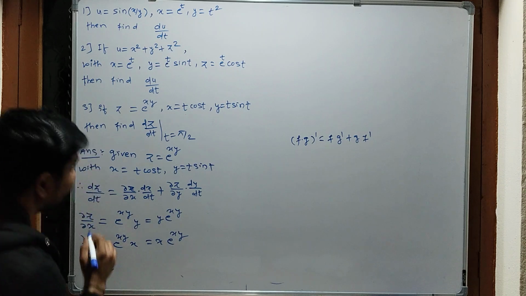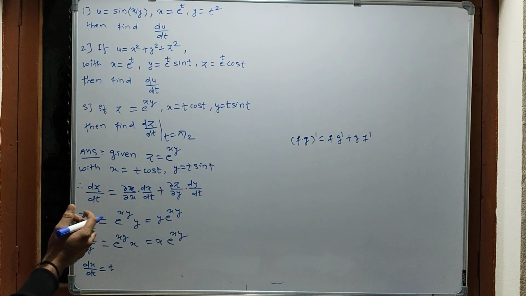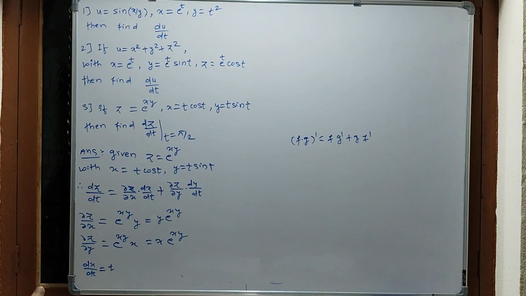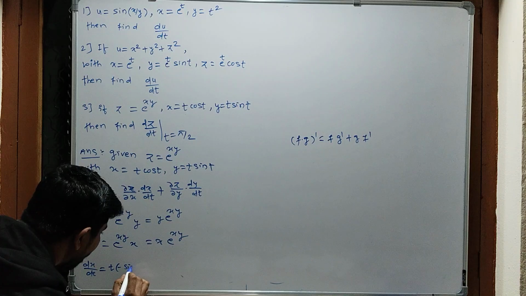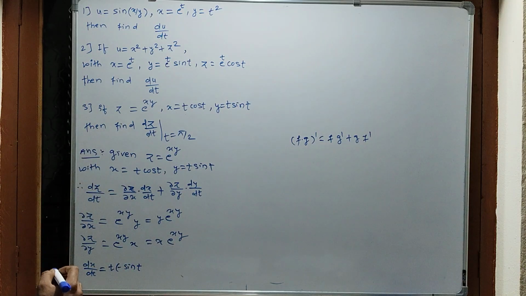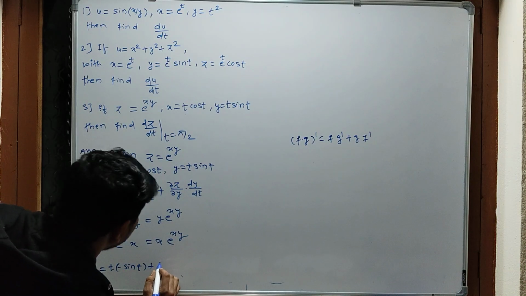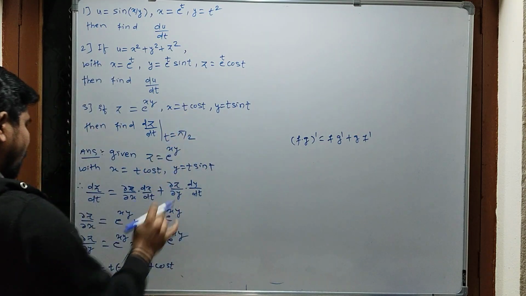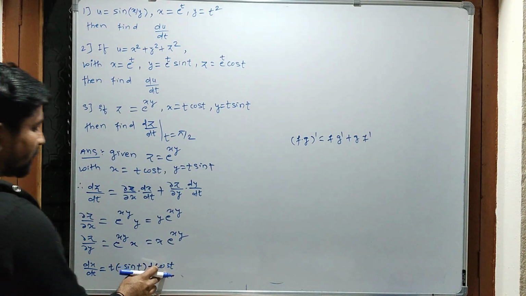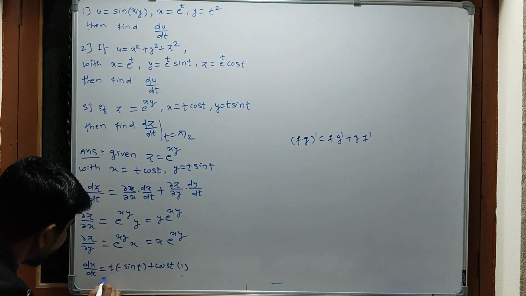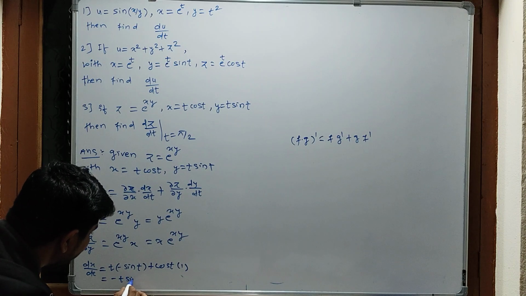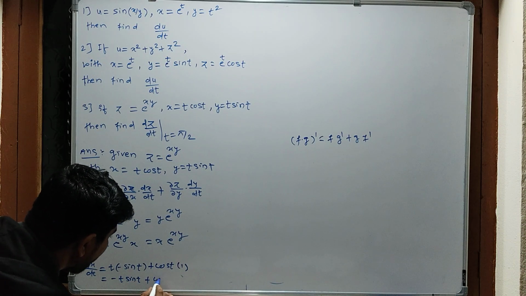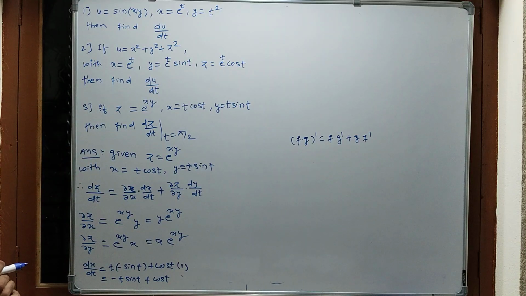So here t as it is, derivative of cos t is minus sin t. So here this is minus sin t, plus cos t as it is, and derivative of t is 1. So first as it is, derivative of second, plus second as it is, derivative of first, which is equal to minus t sin t plus cos t. So this is dx/dt.